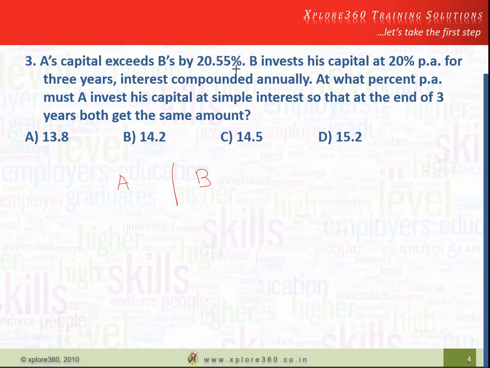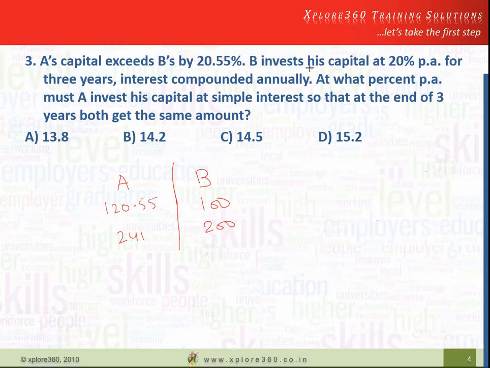A's capital exceeds B's by 20.55%. So let us take B's capital as 100, then A's capital is 120.55. Now we can proceed further with 100 and 120.55, but it will take some time for the calculation. So what I do is multiply it with 2. So I took B as 200 and then A is going to be 241.1, but I am dropping the 0.1. So 241 is A's capital and 200 is B's capital.